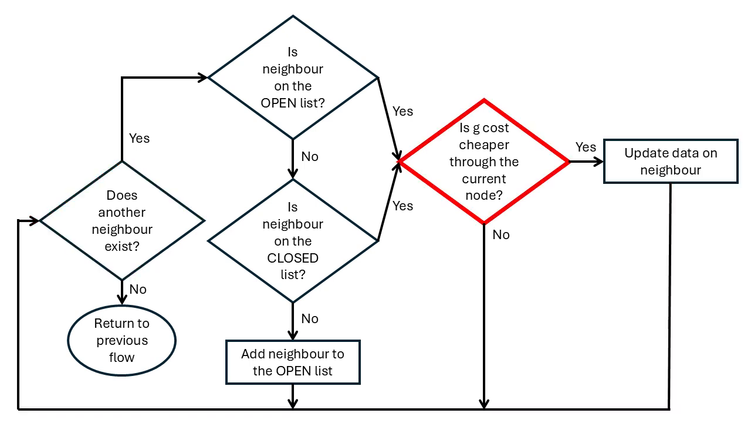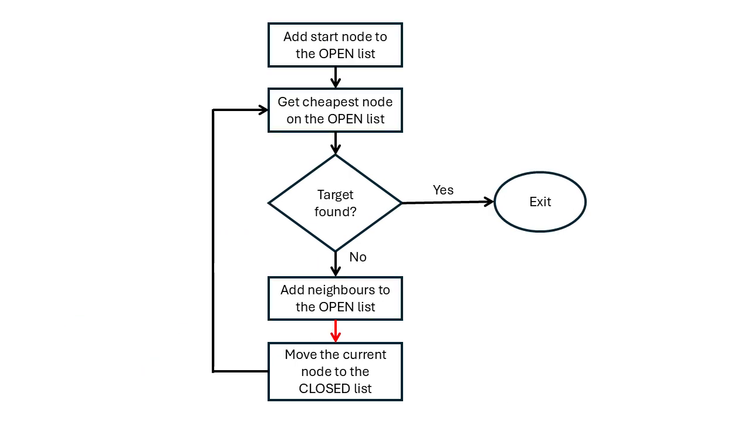But if we jump back for a second, what do we do if the G cost was more expensive than the existing G cost? Well, in this case, we don't do anything, and we loop around to search for the next neighbour. Jumping back one more time, what happens if our neighbour is not on either of the lists? Well, in this scenario, we add the new neighbour to the open list before looping around to search for the next neighbour. When we run out of neighbours, we return to the previous flow where we move the current node, the one that we just expanded for neighbours, from the open list and onto the closed list. Then we loop around and search for the next cheapest node on the open list.